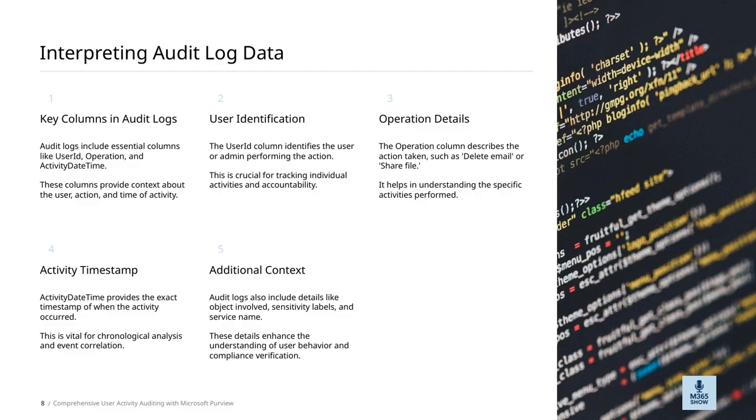Then there's the operation column. It tells us what action was performed, like deleting an email or sharing a file. Knowing the specific activity helps us understand the user's intent and behavior. Similarly, the UserID column identifies who performed the action, whether it's a user or an admin. This is essential for accountability and tracking individual activities.